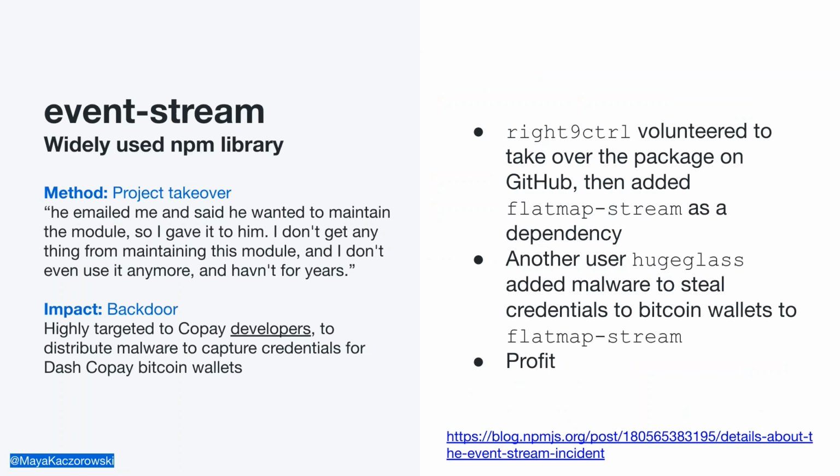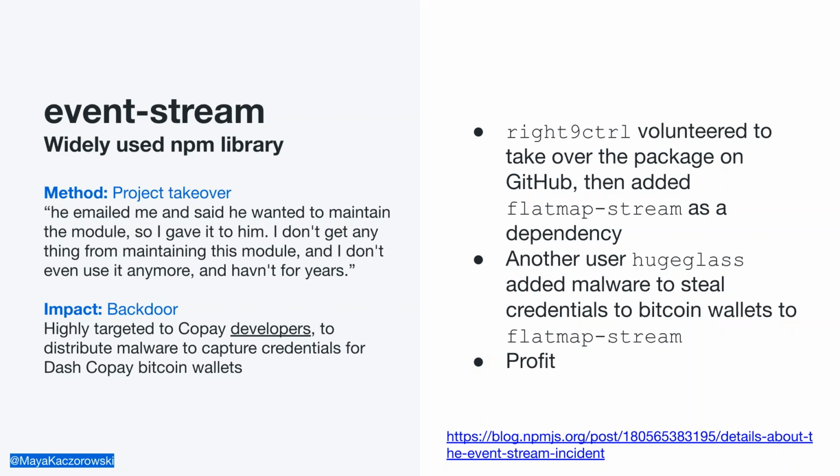So let's dig into a couple of specific attacks that we've seen in the last couple of years. First, Event Stream. Event Stream is a widely used Node.js library available via NPM. And when I say widely used, we're talking about 2 million weekly downloads. So what happened? In the fall of 2018, a user, Right9Control, volunteered to take over Event Stream on GitHub. It's a widely used package, as I said, but also not really well supported. So the author welcomed the extra help and even gave the newcomer publishing rights.